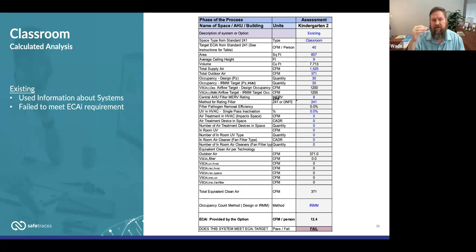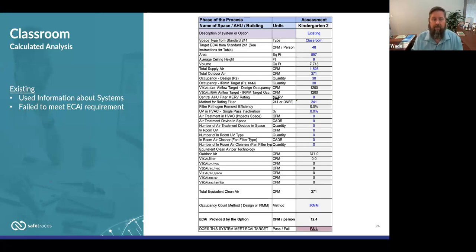Then you can get into whether you have UV in the HVAC or air treatment in terms of percent of CFM or air treatment in the space through CADR. And you plug those values in terms of what's listed in there, quantity and CADR, quantity CFM. Then you get down to the equivalent clean air per technology. And this is showing you how much air is calculated to come from the different technologies. And in this case, we've got a MERV 8 filter, which in the standard falls below the minimum.